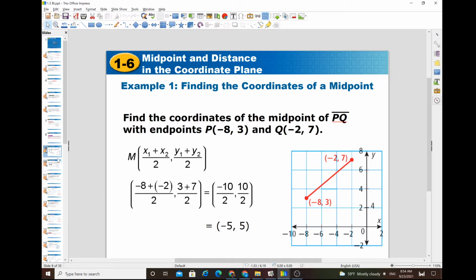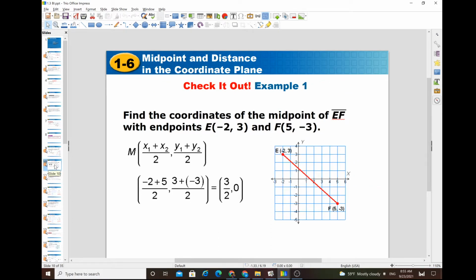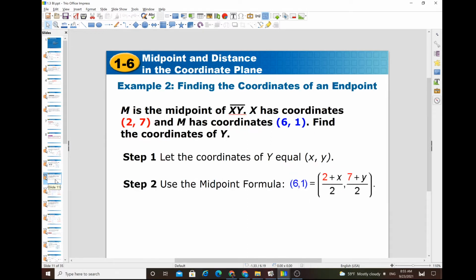Okay, so now let's see what else we have for this. Here's another example, finding the midpoint between E and F. So basically the same kind of idea using that midpoint formula. And this one, example 2, is a little bit different.